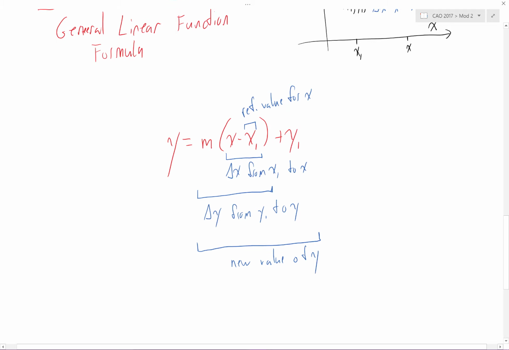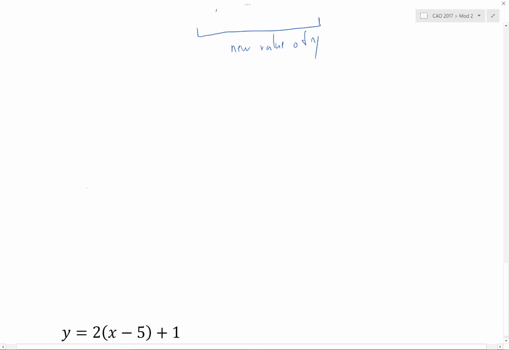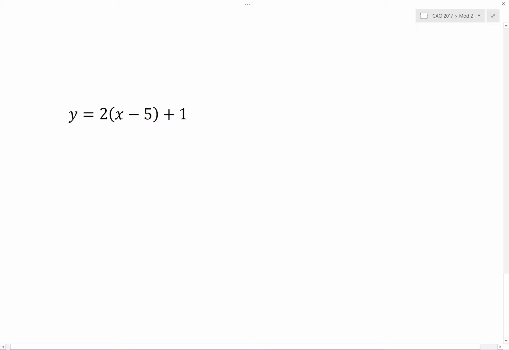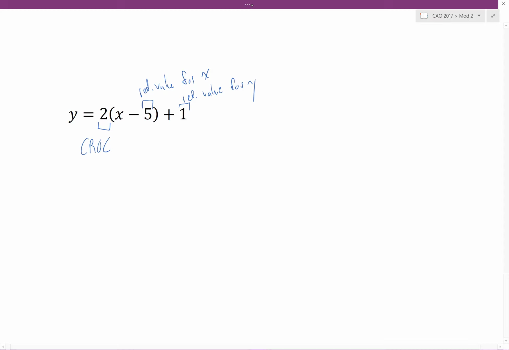So let's look at an example of a linear function formula with some specific numbers. So let's assume x and y vary together such that y equals 2 times x minus 5 plus 1. Now we recognize this as the general linear function formula, so we can identify 5 as the reference value for x. We can identify 1 as the reference value for y. And the 2 represents the constant rate of change of y with respect to x.